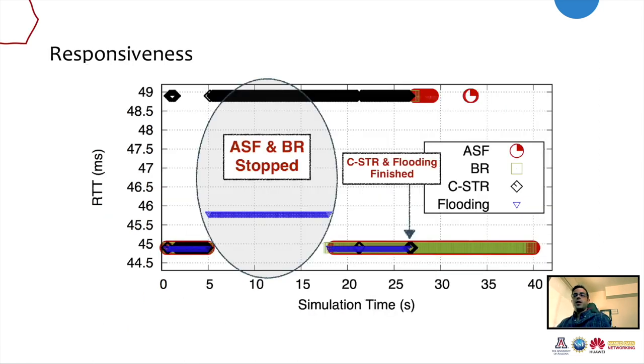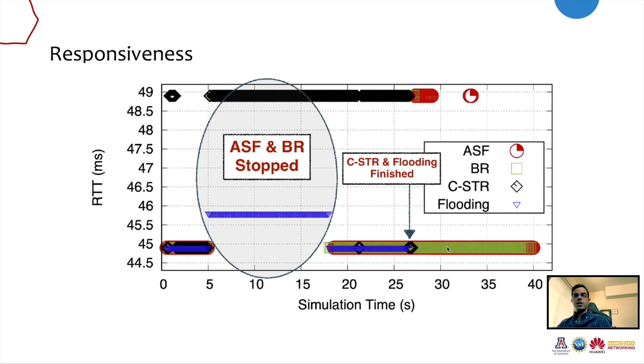In terms of being responsive to network changes, we break an important link in Abilene topology, which is shared by several paths while downloading a single content, to see how fast each solution reacts to this change. This figure shows that the dependency of ASF and best route, which are represented by the red and green lines, made these two strategies completely stop serving for a period of time. And after the routing protocol computed the new paths and updated the FIB, they started serving the content.